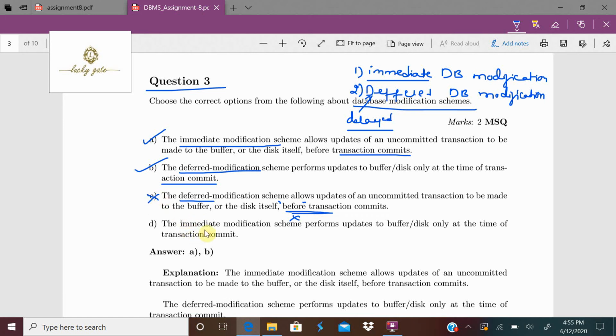Option D, the immediate database modification: immediate means first it updates, later the transaction commits. But what is given is that the immediate modification scheme performs updates to buffer or disk only at the time of transaction commits. This is done actually in the deferred modification, not in immediate database modification. So option D is incorrect. So for question number 3, both option A and option B are the correct statements.